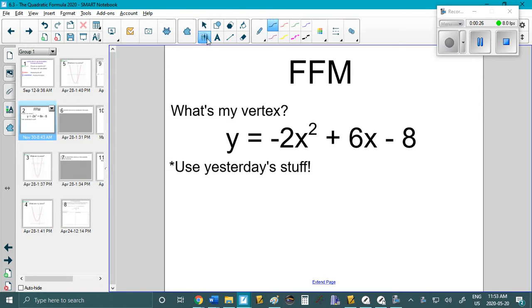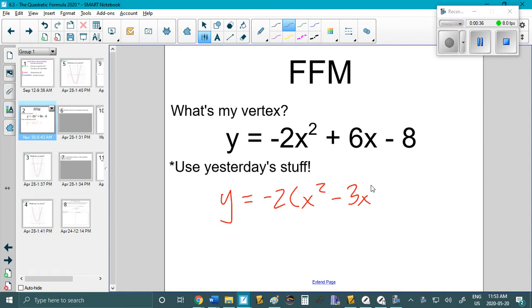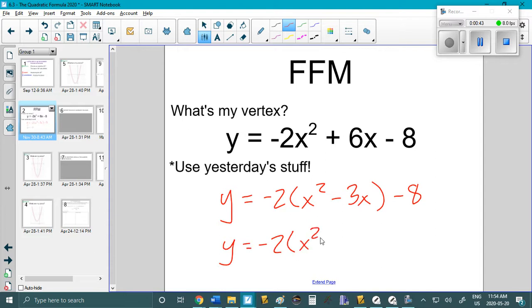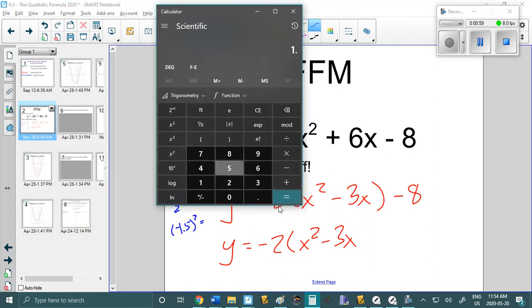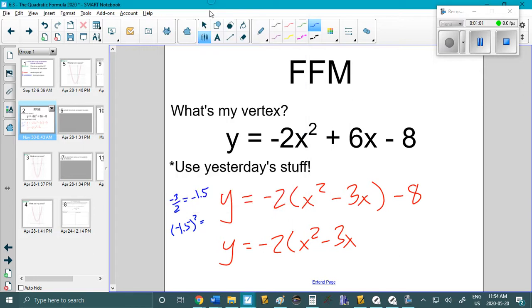Okay, here we go. What is the vertex? Well, to find the vertex we complete the square. So step 1, we take -2 out of the first two terms by dividing both terms by -2. Now, we have x squared minus 3x in brackets. We take -3, we divide it by 2, we get -1.5, and then we square -1.5, or just 1.5, it'll be the same result. You can basically ignore the negative at this point. And we get 2.25.